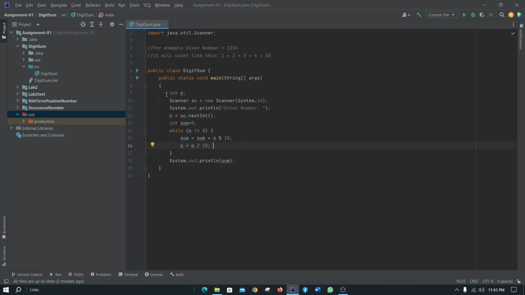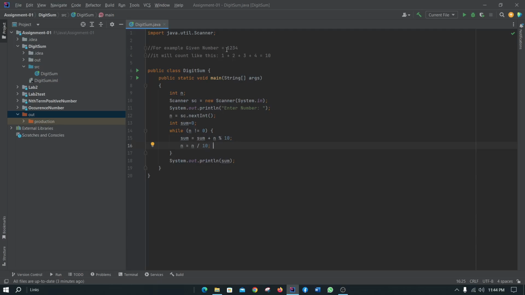So first of all, I take integer n. It means n is the given number. Now sum equals 0. So look at the condition: while n is not equal to 0, or you can use n greater than 0, and sum equals sum plus n remainder 10, n equals n divided by 10.